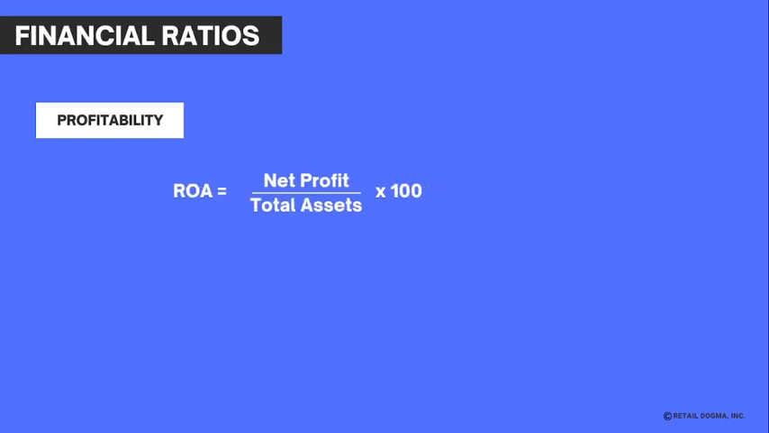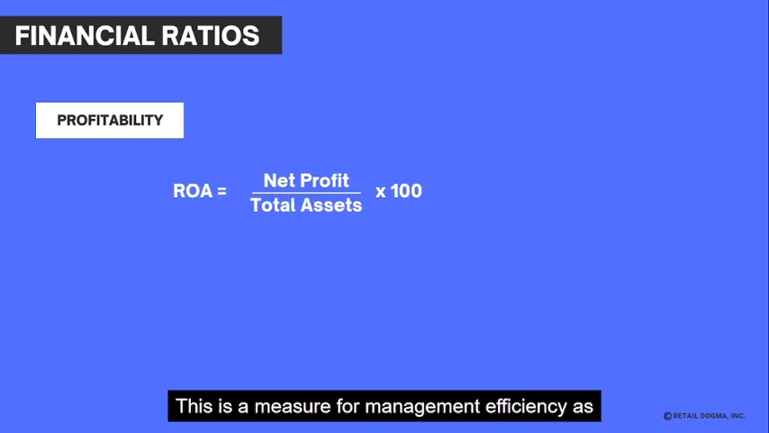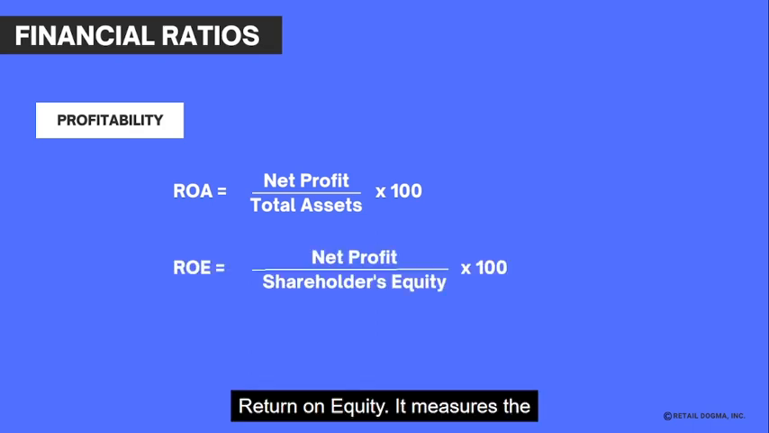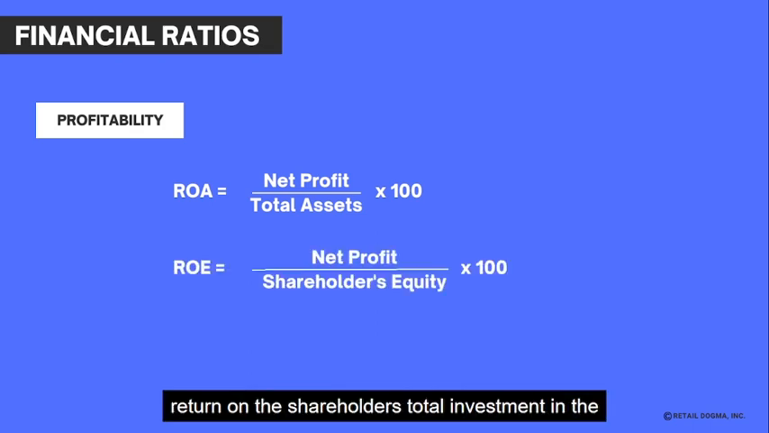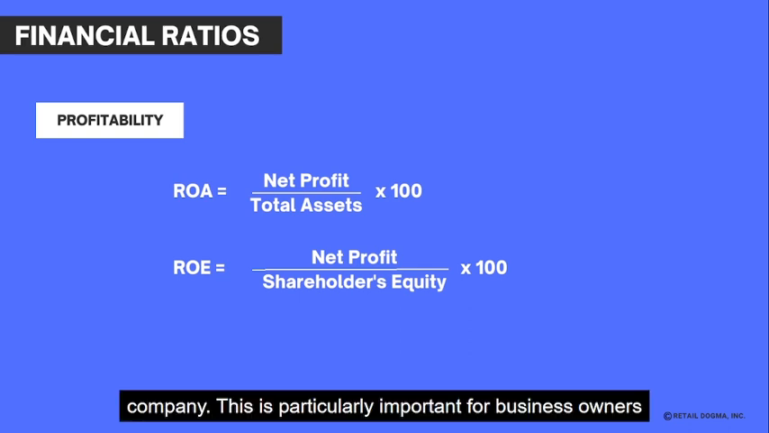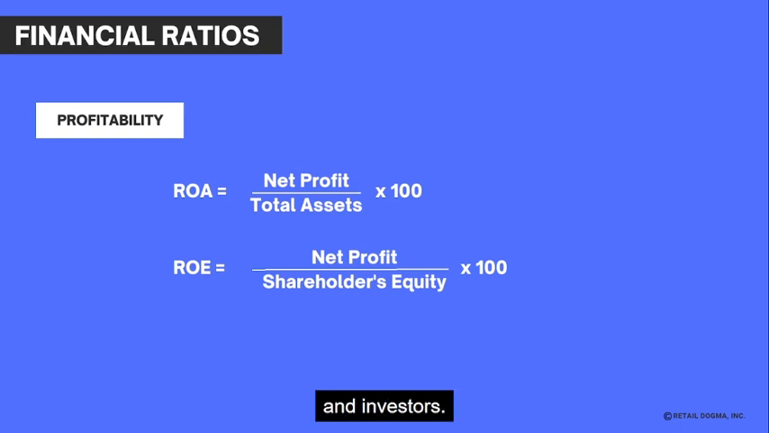Return on assets. This is a measure for management efficiency as it calculates the return on all the assets under its control, regardless of the source of financing. Return on equity. It measures the return on the shareholders' total investment in the company. This is particularly important for business owners and investors.